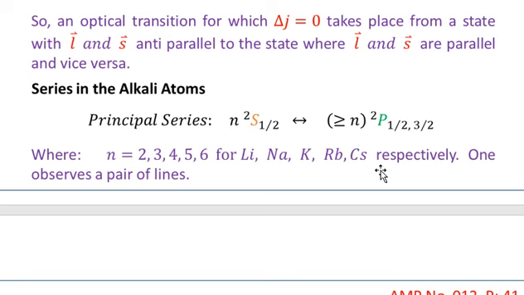So if you want to talk about the principal series for these atoms, you need to plug in the appropriate value of the principal quantum number n, so that you can obtain the principal series from these respective alkali metal atoms. One observes a pair of lines from this. That is, the doublet lines will also be observed under these transitions, because we have the P values, which are 1/2 and 3/2. So these are the doublet lines.